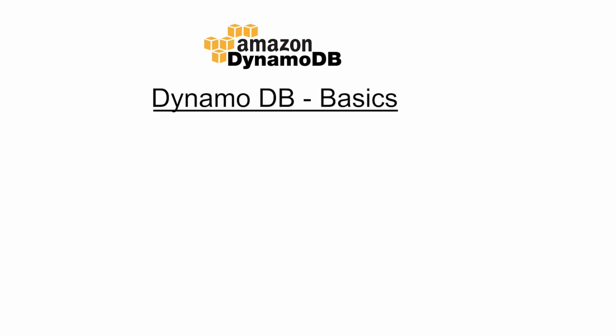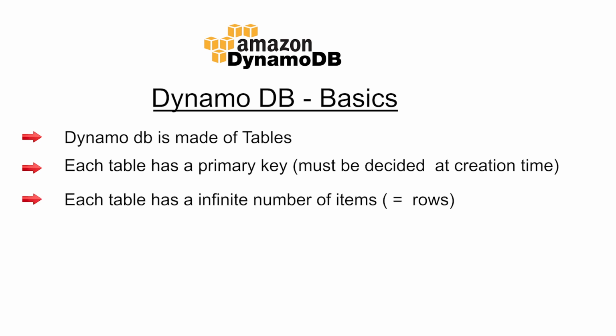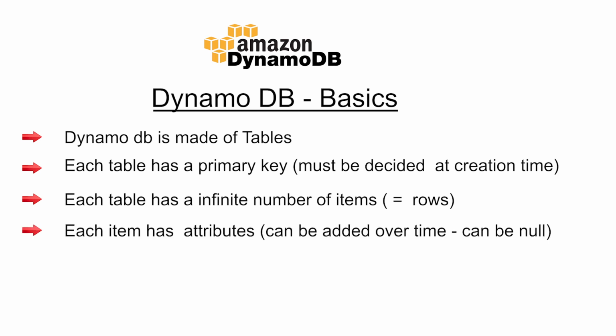Now let's talk about DynamoDB basics. DynamoDB is made of tables and each table has a primary key, which must be decided at the creation time. Each table can have a finite number of items, which is equivalent to rows in your SQL databases. Each item has attributes and can be added over time. Attribute values can also be null. We have one limitation on DynamoDB: the maximum size of an item can be 400 KB.